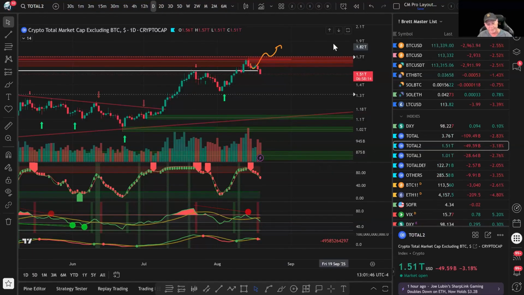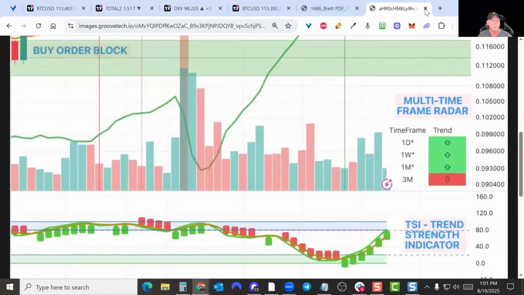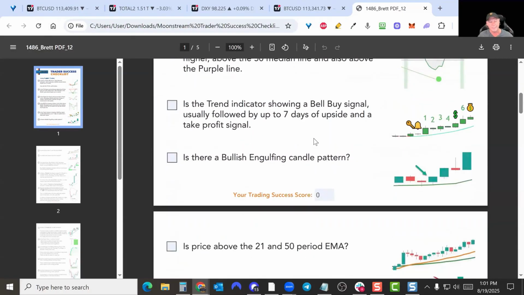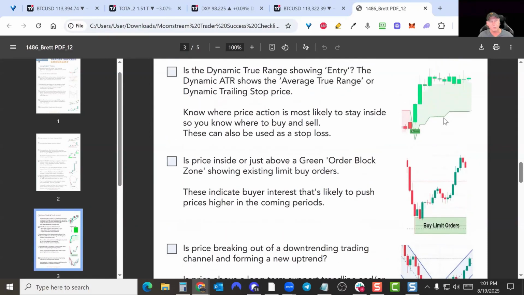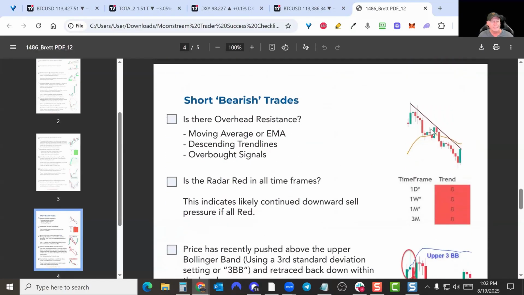So let's actually go to the trade success checklist real quick and show you the bearish scenario. All right. What I'm going to do is I'm going to refresh this, clear it all out. Now, the trade success score can go negative as well. I will go back and show the dynamic average true range. You can also use that as your stop loss. I forgot to do that. But since we're on this topic, short bearish trades.